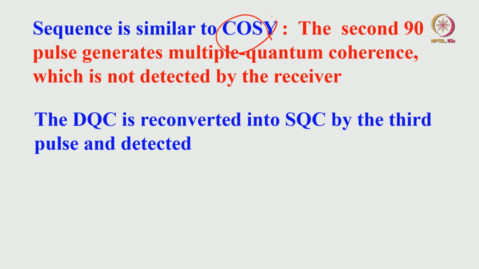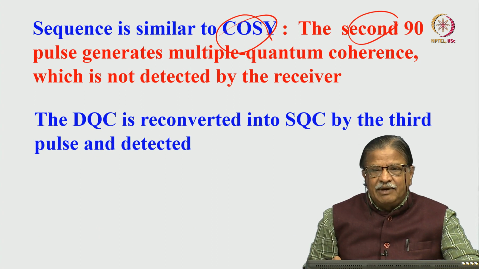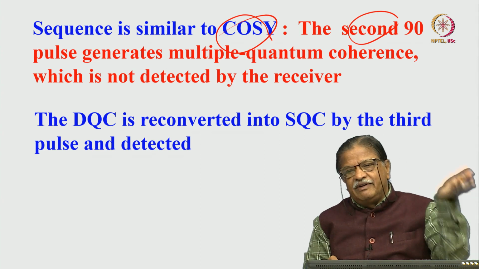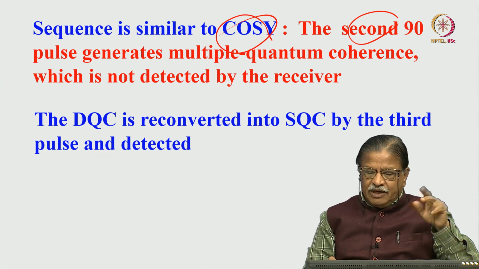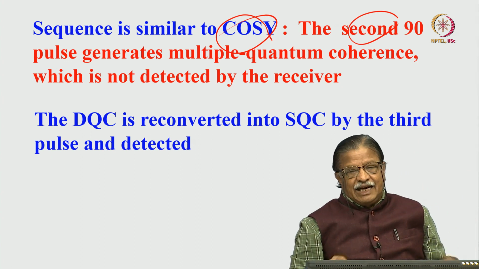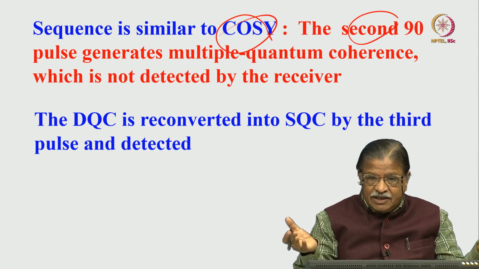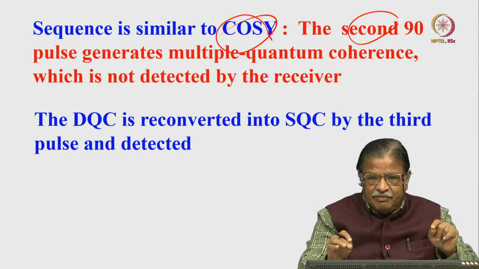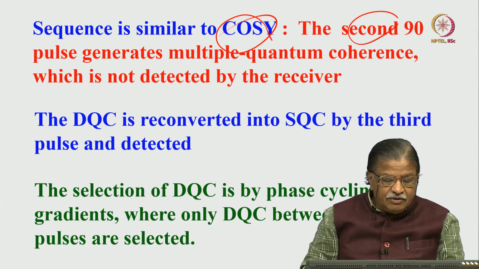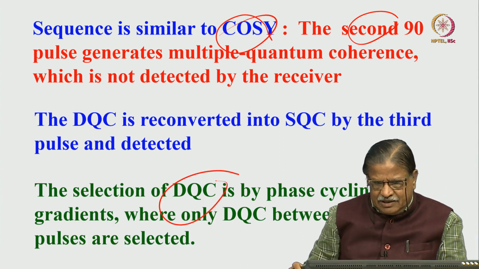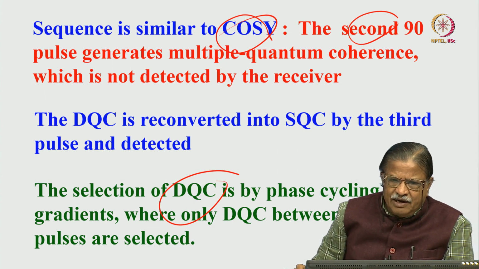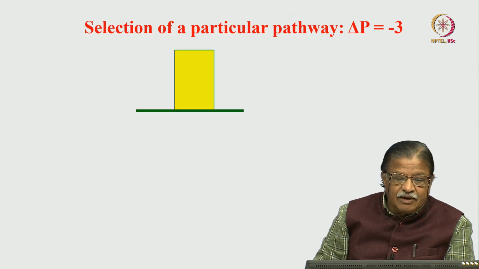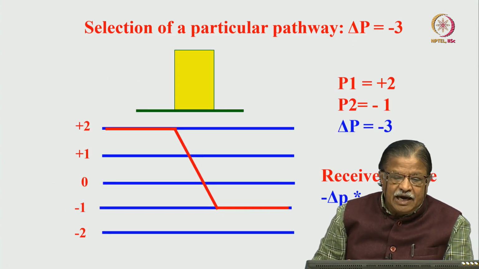Similar to COSY, the only thing is the second 90-degree pulse generates multiple quantum coherence which is not detected by the receiver. And the double quantum is always converted to single quantum. As I told you, anything other than delta m plus or minus 1 is not detectable. There are multiple quantum, but we always detect single quantum NMR. Plus or minus 1 is single quantum, that is what we detect. So, you do some process of selection of this double quantum, you can pass it through that by using phase cycling and then convert into single quantum. This is the way we do this, by applying a 180 pulse.